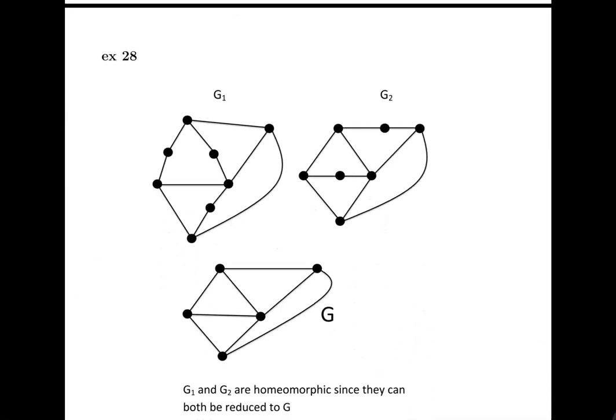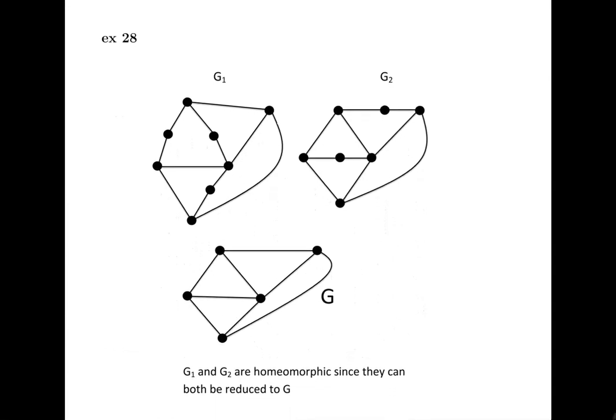So here, example 28, we have a G1 and a G2. Notice that for G1, I've done a series reduction here and here, and also here, in order to create G. Right? That's how I got from there to there. Over here from G2, I did a series reduction here and here, and I was able to create G that way. So it looks like G can be created by some series reductions on G1 and G2. So we say G1 and G2 are homeomorphic. They can both be reduced essentially to G.